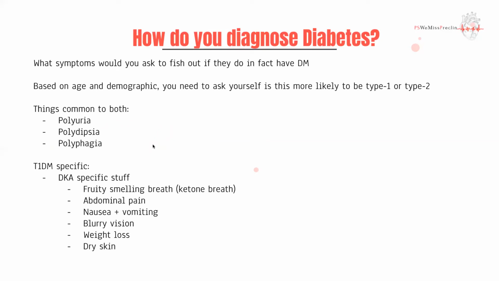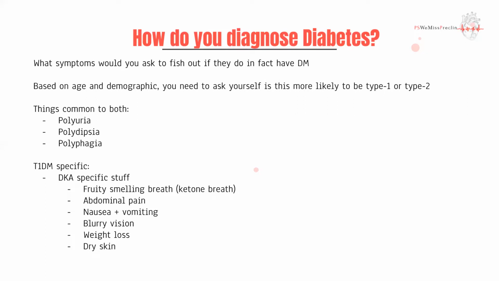So what symptoms do we ask? Based on age and demographic and presentation, I think the first thing you need to ask yourself is, is this going to be type 1 more so or type 2? If you can't make that association, that's fine. But in most cases, you would have a rough idea as to what you're expecting. Things that are common to both and happen because of high levels of blood glucose would be polyuria, polydipsia, and polyphagia.